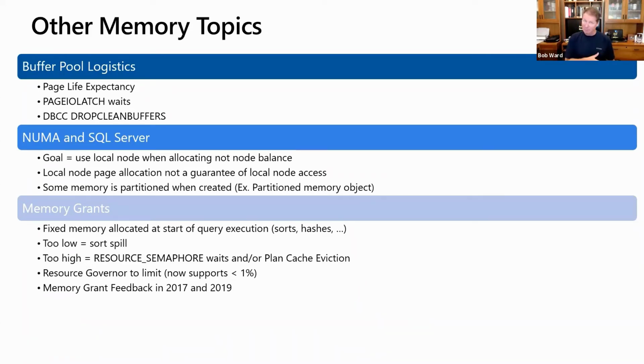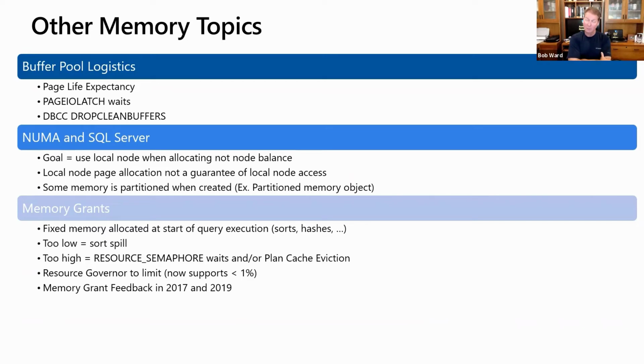If you have not enough memory for the grant, it can result in a spill to tempdb, which is IO, which is slow. If it gets too high, you can see resource semaphore waits or even plan cache eviction because of how much memory you're granted. Memory grant feedback is designed to auto-adjust based on these scenarios. But notice if you run into these things, it's usually an estimation problem going on in your query plan.